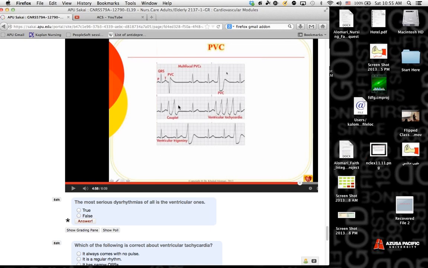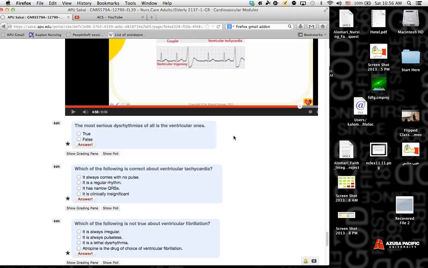If a couple of them follow each other, we call them couplets. If there are more than three of them, it becomes ventricular tachycardia. And if it happens every second beat, we call it bigeminy. If it happens every third, we call it trigeminy. So normal, normal, one normal, two normal, third is PVC, and it's tri. If it was normal, then PVC, normal, PVC, then it's bi. As simple as that.